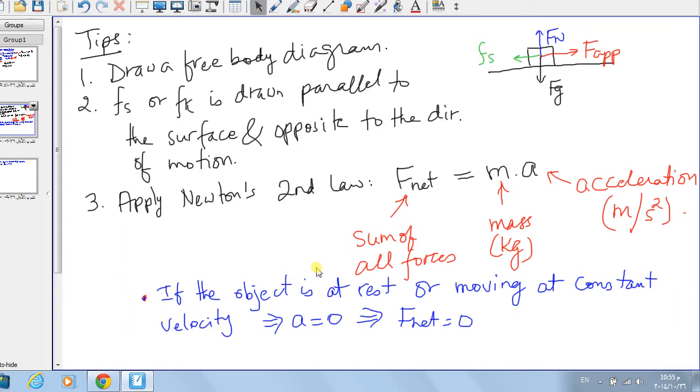Which are the cases when velocity is not changing? There are two cases. The first one is when the object is at rest. When the object is at rest, it's not moving at all, so there is no change in velocity, and therefore there is no acceleration. The second case is when the object is moving at constant velocity. Constant velocity means the velocity is not changing, so there is zero acceleration. In this case, a equals 0, so m times a equals 0. So F net is equal to 0.